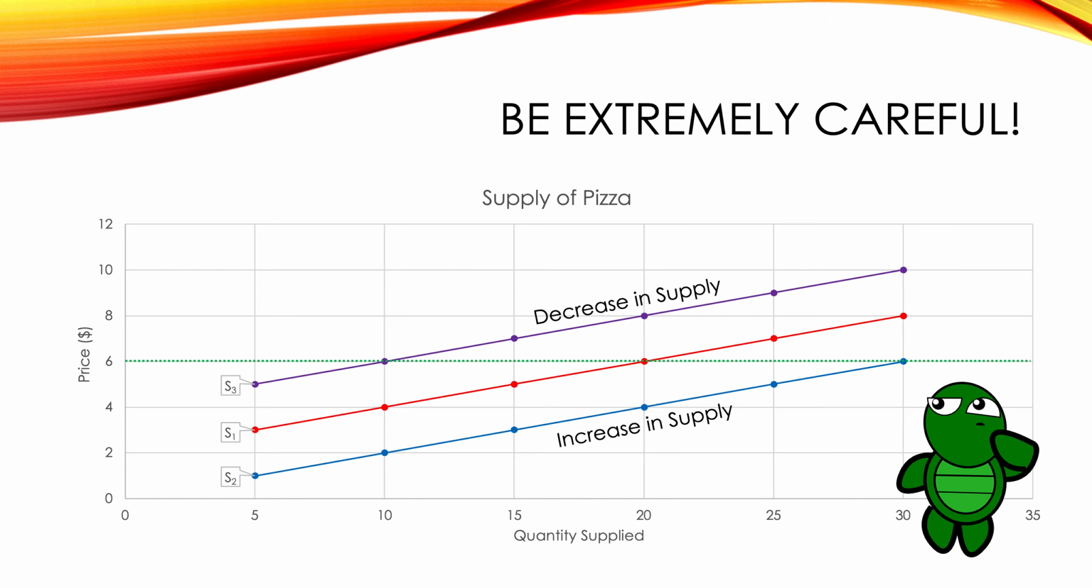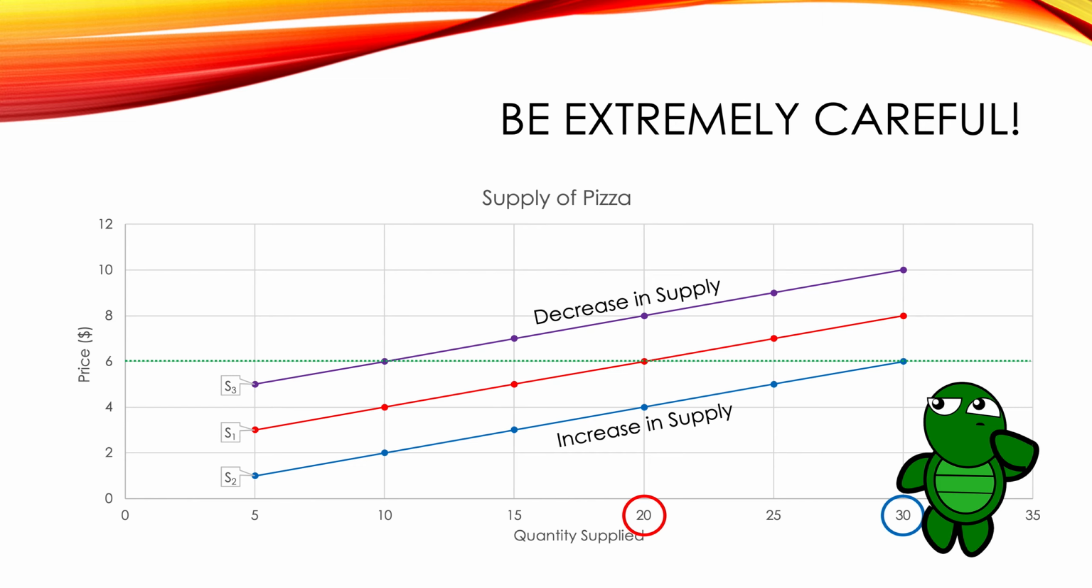Let's first look at S1. What is the quantity supplied at a price of $6 on S1? Well, there's $6, there's our line. Quantity supplied would be 20. So at a price of $6 on S1, the quantity supplied is 20. On S2, at a price of $6, what is the quantity supplied? Well, there's $6. Follow it out to the blue one, which is S2. Go down, and there it is. So on S2, at that same price, the quantity supplied is higher than it was on S1. That's how you can tell it's an increase in supply.